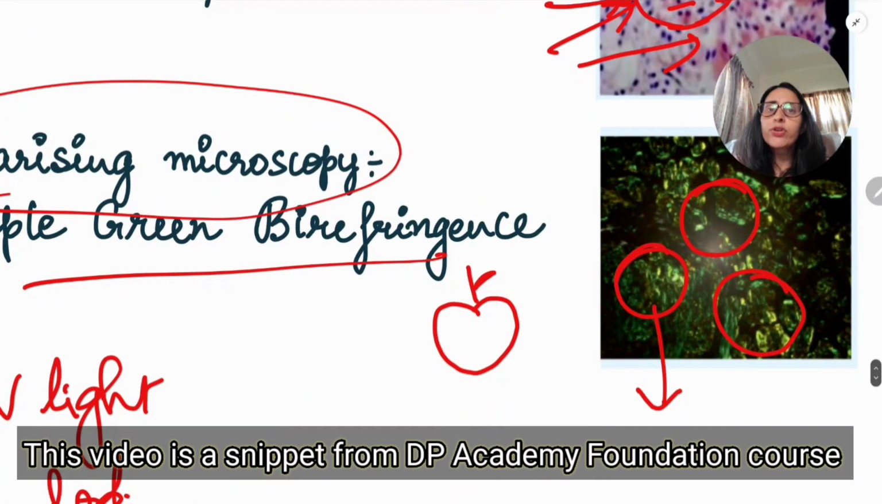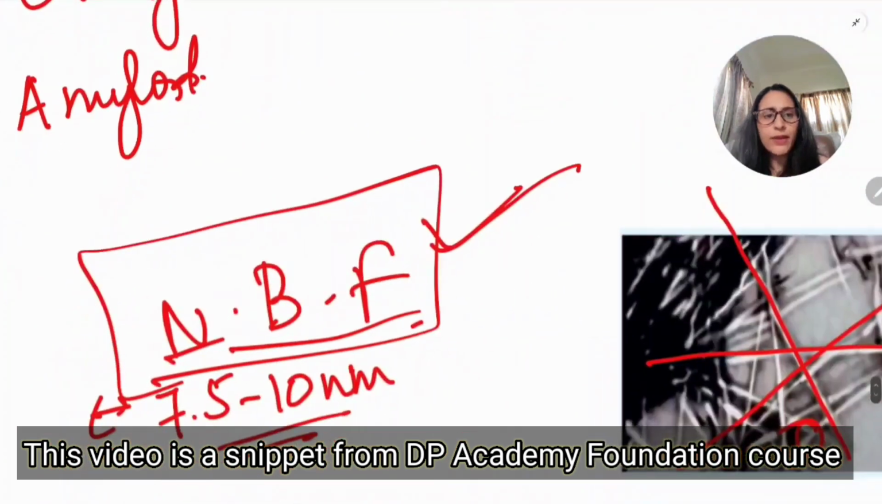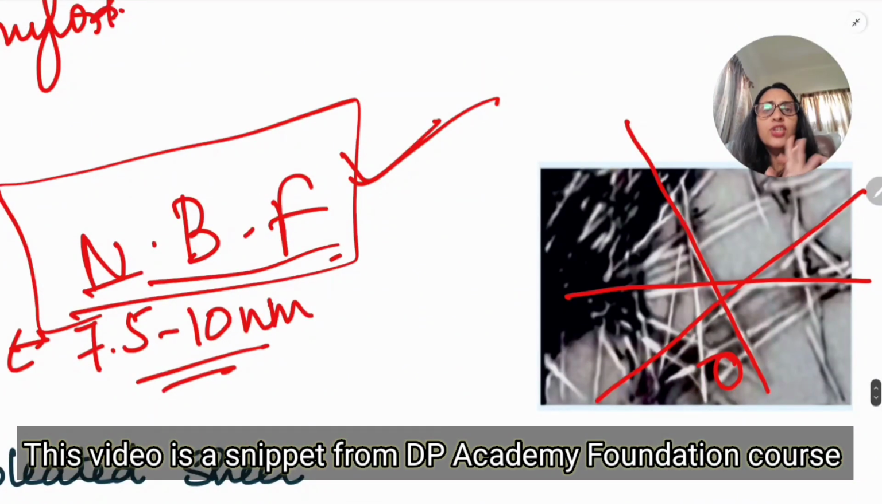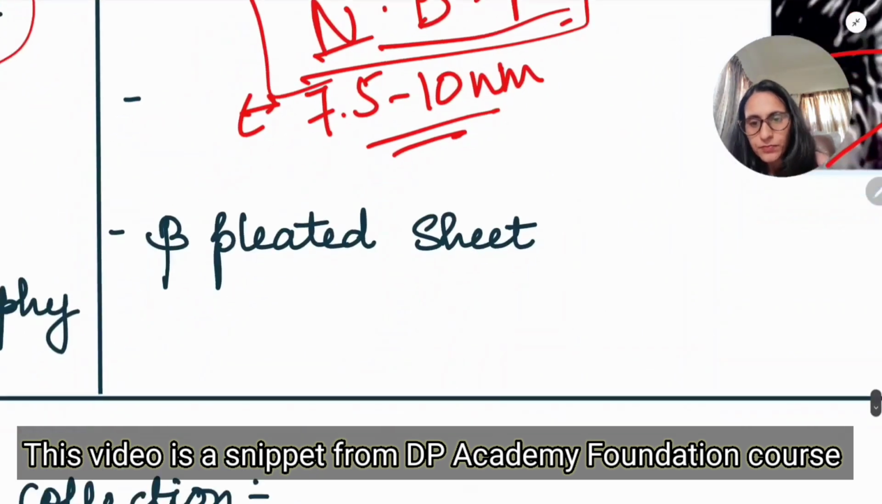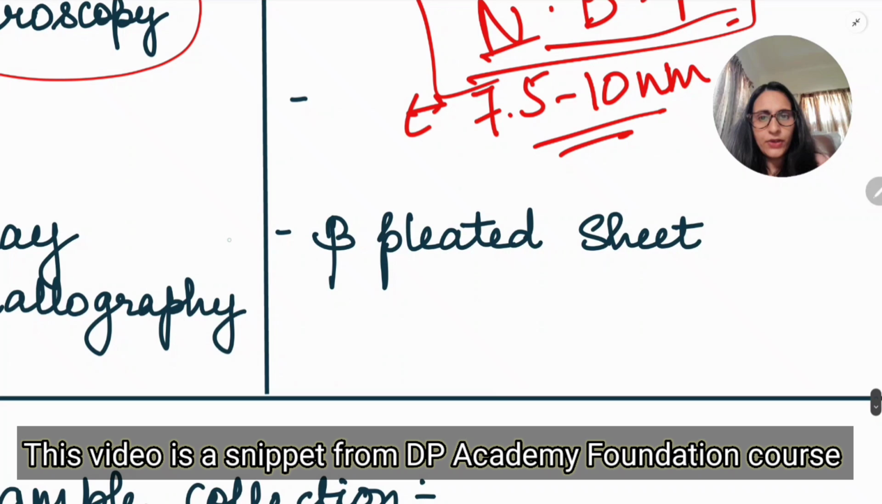Apple green birefringence is very important on the polarizing microscope. On electron microscopy, there are non-branching fibrils. They are standing like long sticks, so there is no branching that is seen. On X-ray crystallography, it shows a beta-pleated structure, and that is the reason it is responsible for apple green birefringence on polarizing light.